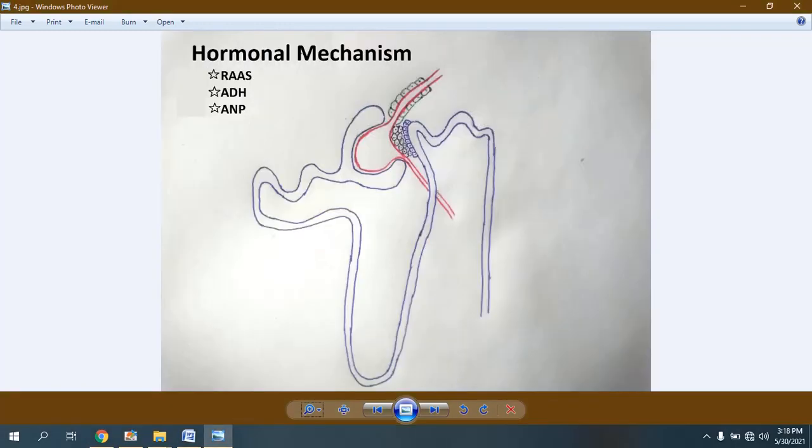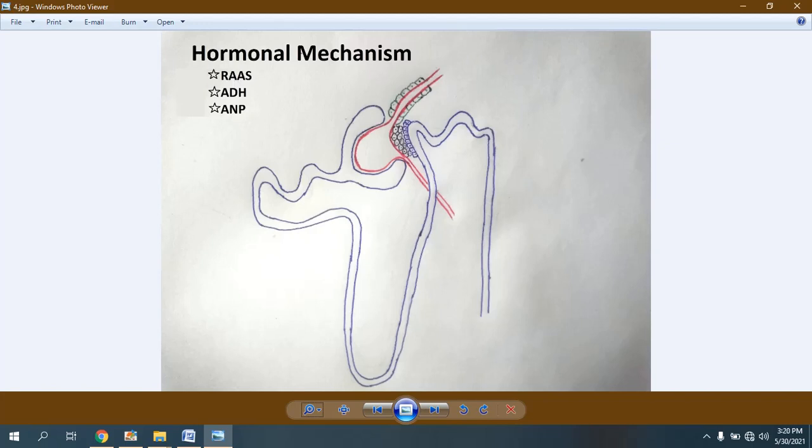The fourth mechanism, a very important mechanism, is the hormonal mechanism. In the hormonal mechanism, the important one is the renin-angiotensin-aldosterone system, which is also called the RAS system. The second one is the antidiuretic hormone, and the third one is the atrial natriuretic peptide. I will show you these one by one. I'm going to explain the RAS system first.